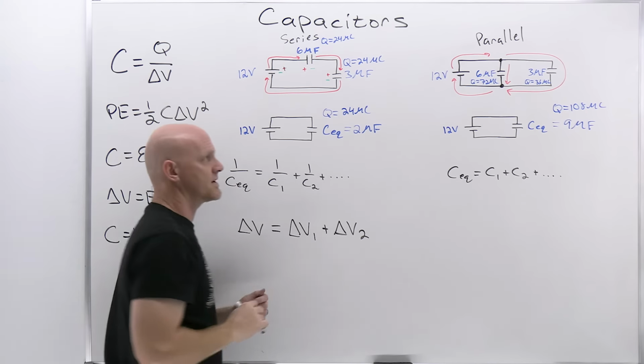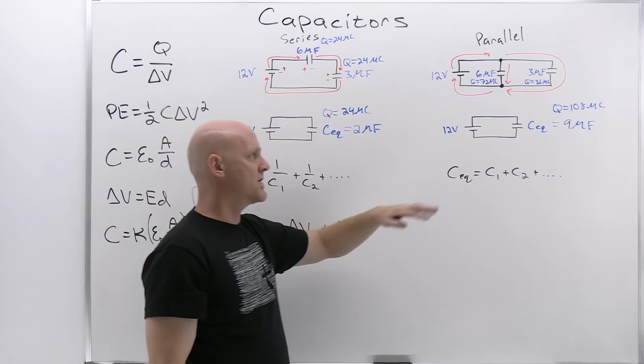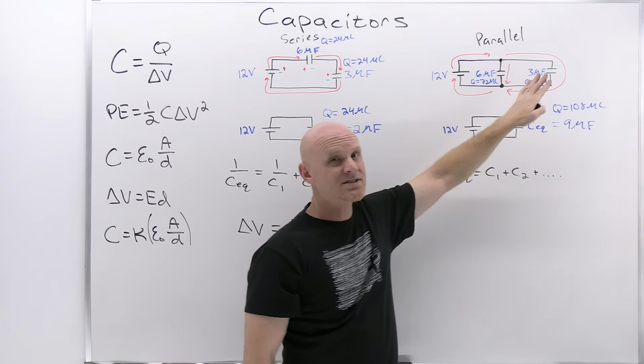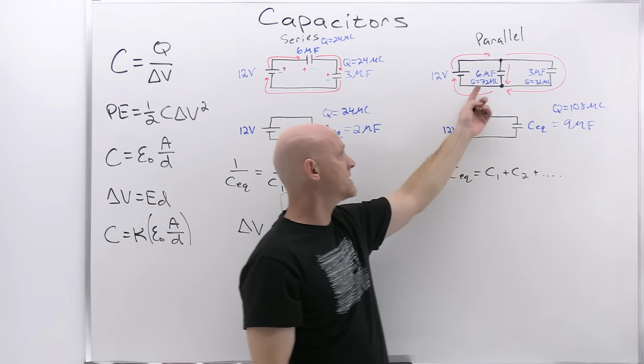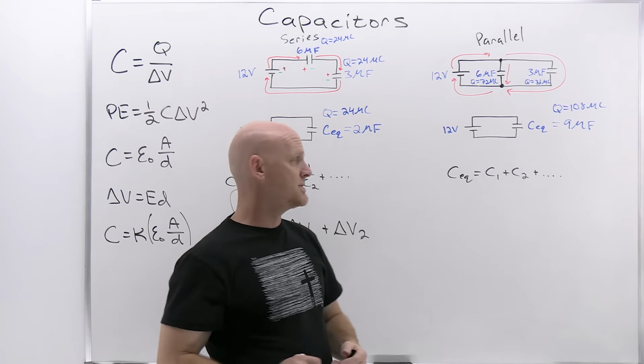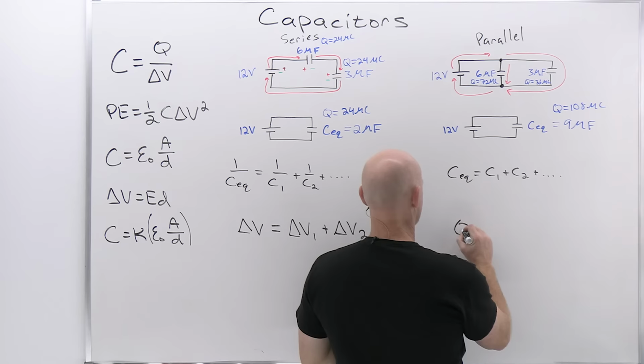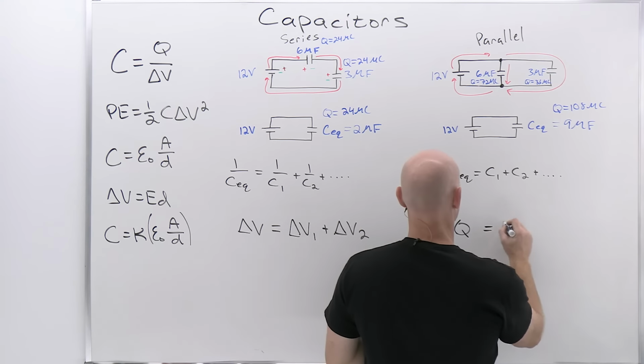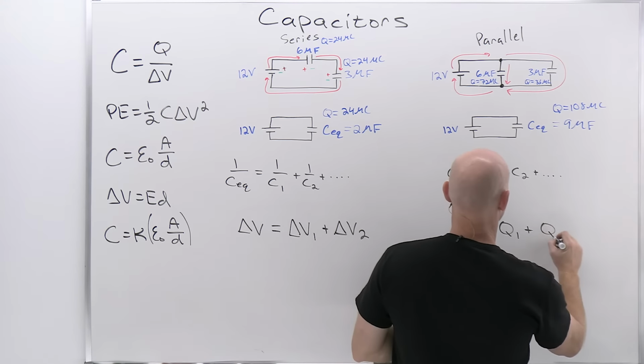difference across the other. Now in parallel, it's the opposite though. So now it's the delta V's that are the same, it's the Q, the charge being stored on each, that is technically usually going to be different. And so that's what I want to start with. Q total is equal to Q1 plus Q2.